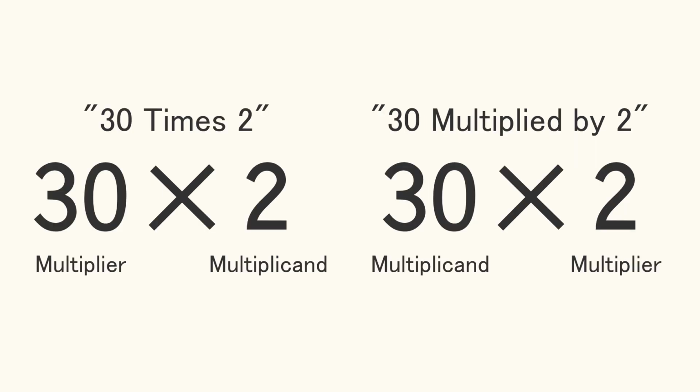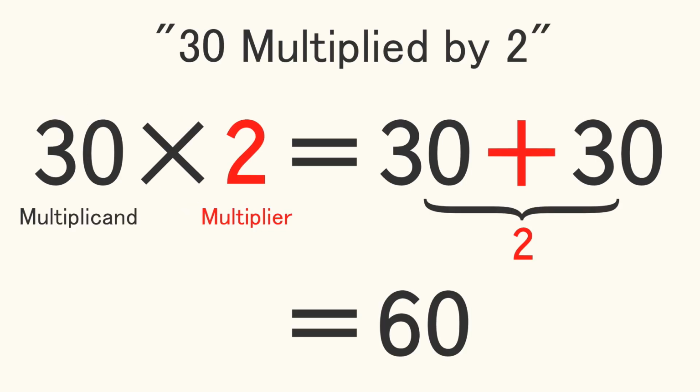However, in this video, we will use 30 multiplied by 2, where 30 is the multiplicand and 2 is the multiplier. So when we say 30 multiplied by 2, we take 30 2 times and add it up. In other words, 30 multiplied by 2 equals 30 plus 30 equals 60.